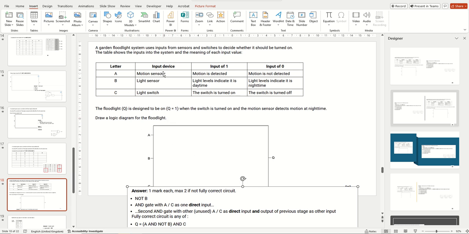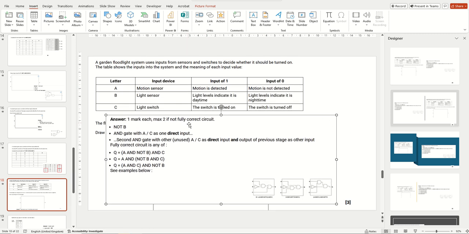So A is a motion sensor. The light sensor indicates it's daytime. So if the light sensor's on, we don't want the floodlight to come on, do we? So if the light sensor is true, we don't want it to come on. Okay, let's have a look at what we've got here. It's very difficult to see it, but there are different ways of doing that.